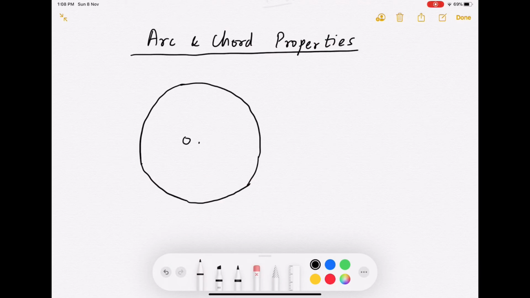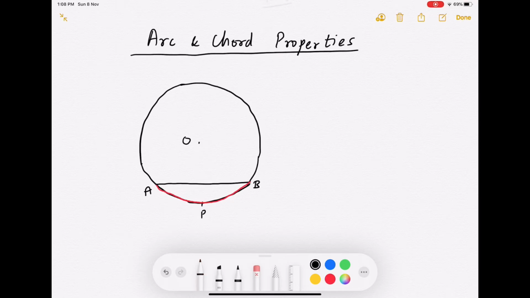Let us look at some properties related to arcs and chords and the angles subtended by them in a circle. We can have a chord like this AB in a circle, and then if we have this point P over here, this curved region APB, this portion of the circumference, is the arc cut by the chord. This is the minor arc.